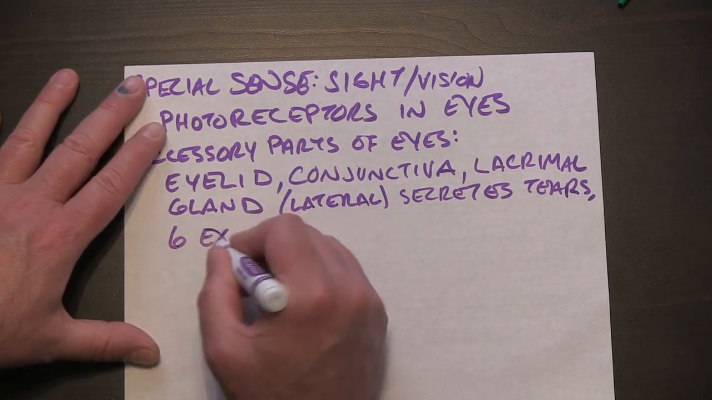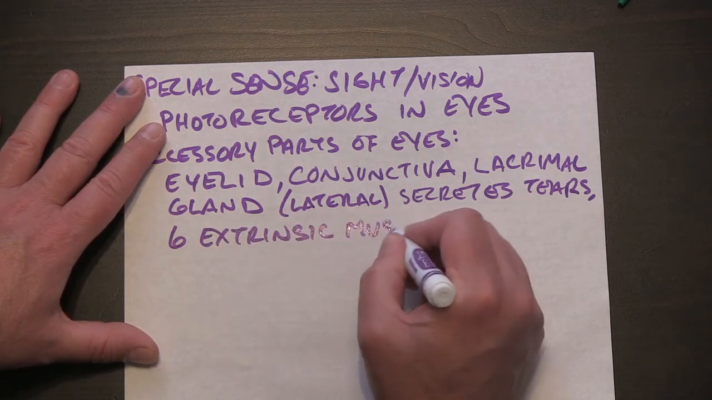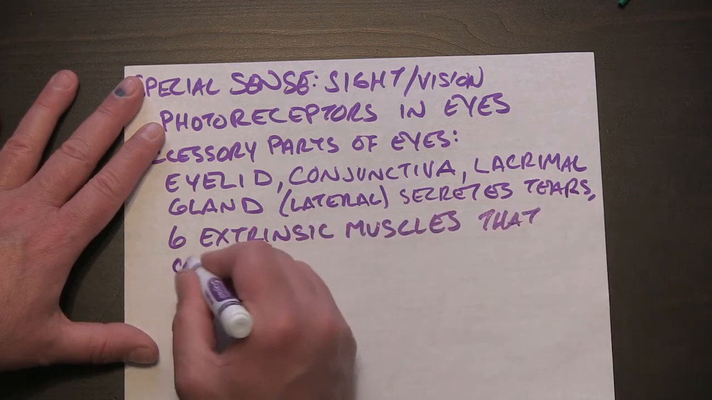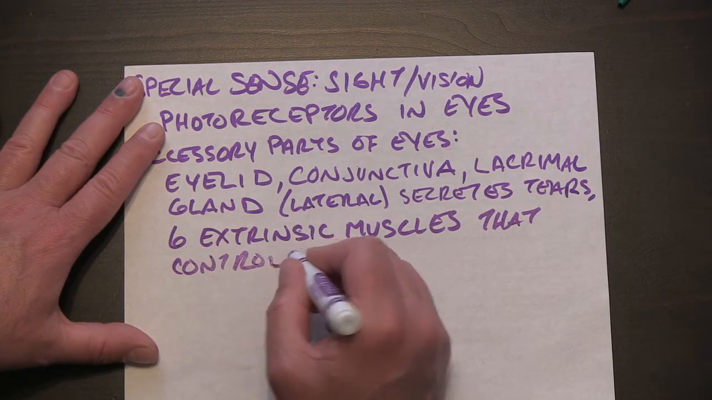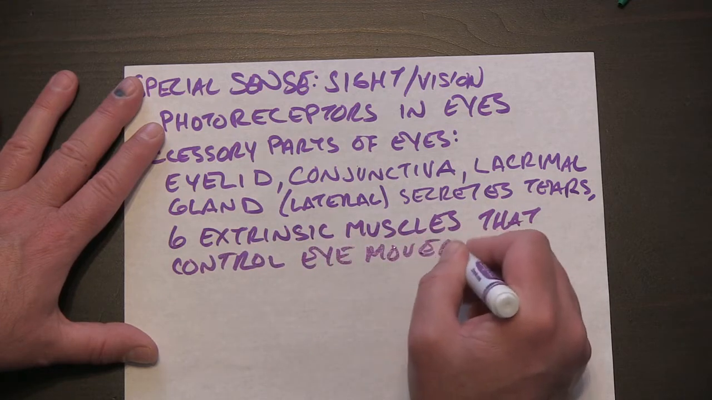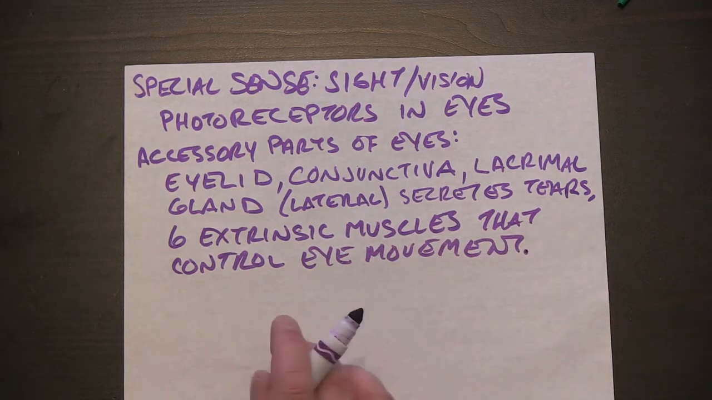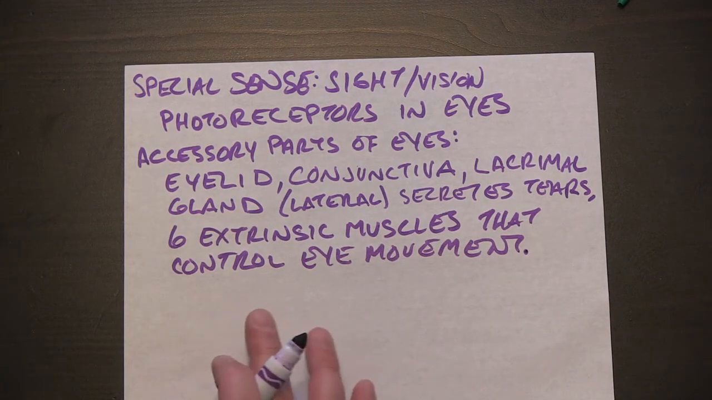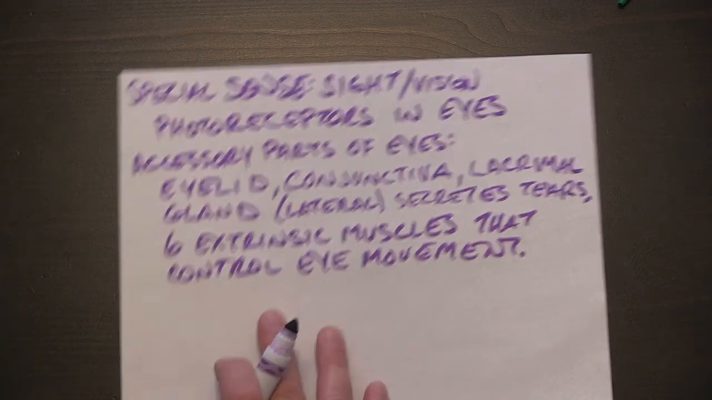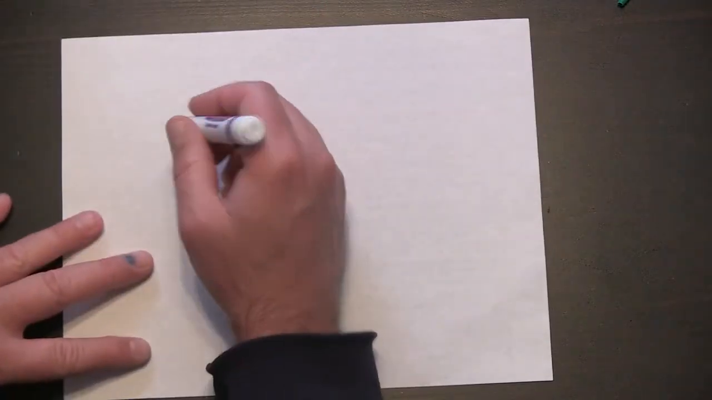And you have six what are known as extrinsic muscles that control the movement of the eye. I drew this on the board the other day, but I think I might just go ahead and do it again.